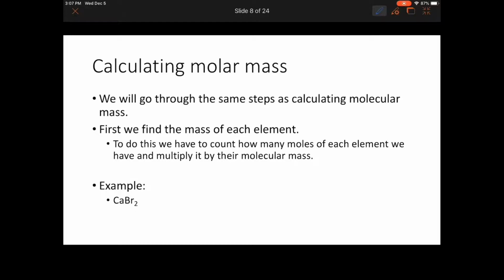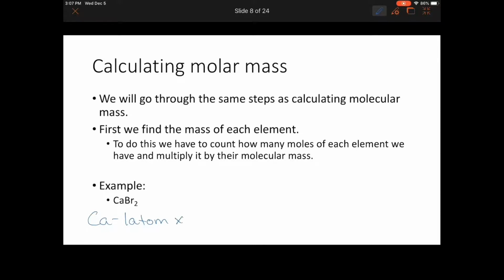So just like finding how many atoms are in each element, we are going to look at the subscripts to figure out how many moles are in those elements. For calcium, we see that there is no subscript there, so that means we have 1 atom of calcium. And let's go ahead and multiply that right now.